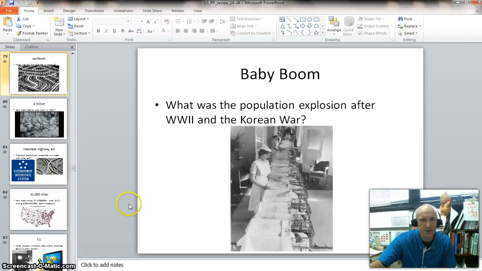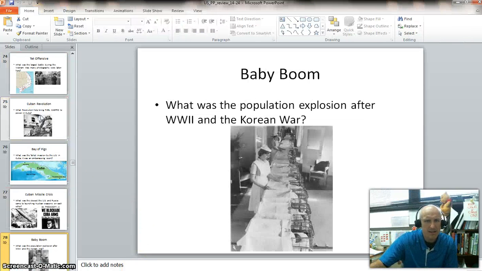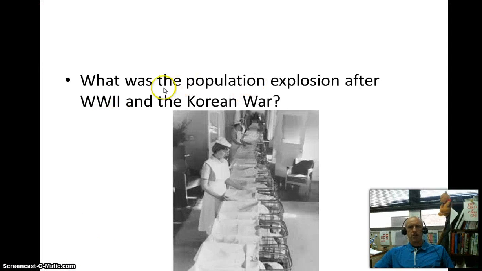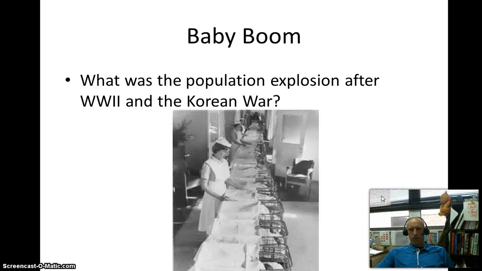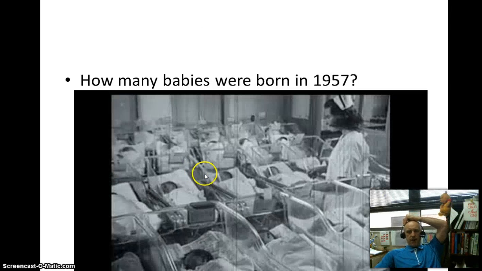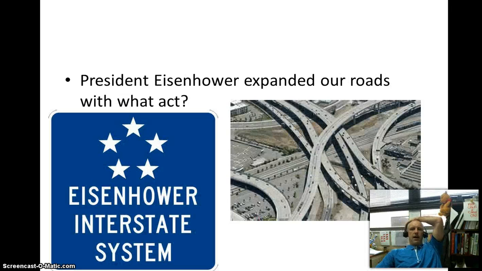Check this out again. I want you to see everything one more time. See what we just did. So we went to the baby boom. Let's just maximize this. Have a good time here. All right. So what was the population explosion after the World War II and Korean War? The baby boom. 4 million babies were born in 57. What were the suburbs? You're looking at Levittown right here. How many babies were born in 57? Yes, I just said it. 4 million. President Eisenhower expanded our roads with what act?